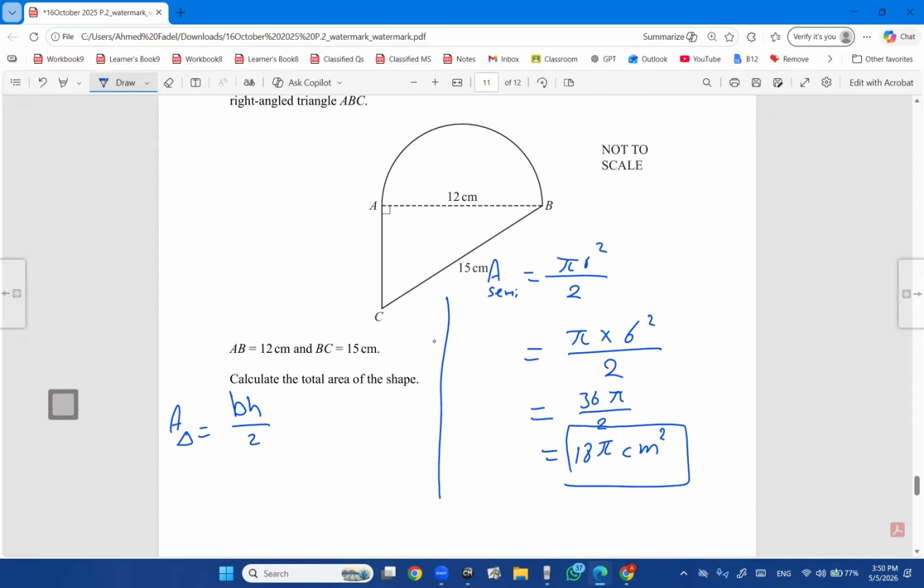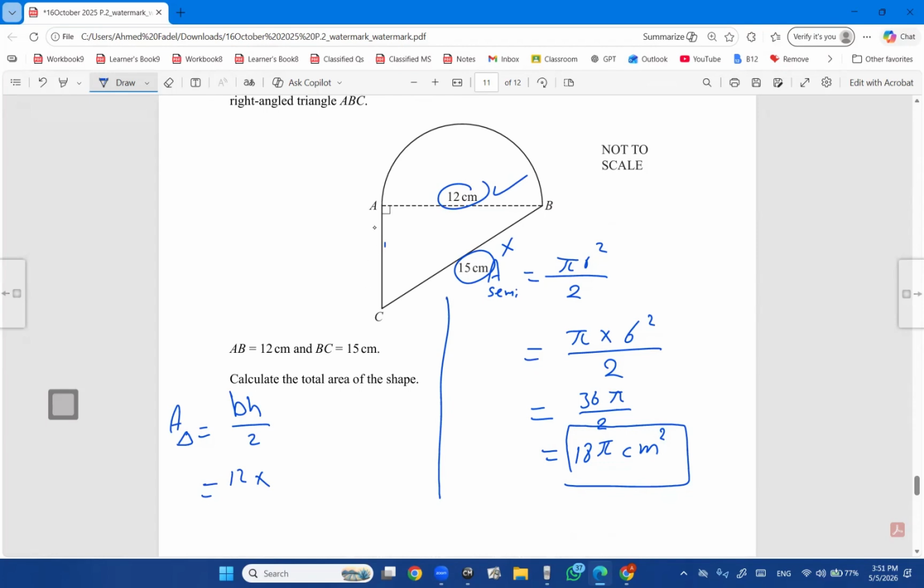Area of the triangle, we have here a trick. If you think that this is the base, then you are right. Base is actually 12. But if you think that this is the height, then you're wrong. This is not the height. The height must be perpendicular, making a right angle, as we said many times before. So AC here is the height.